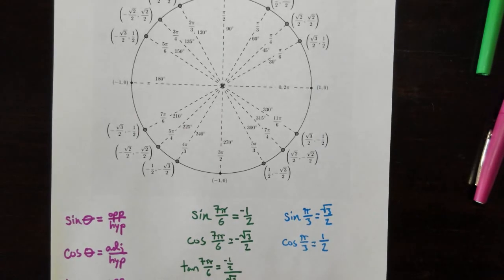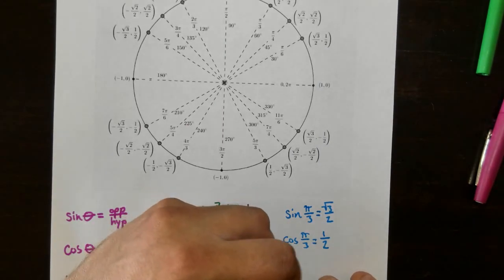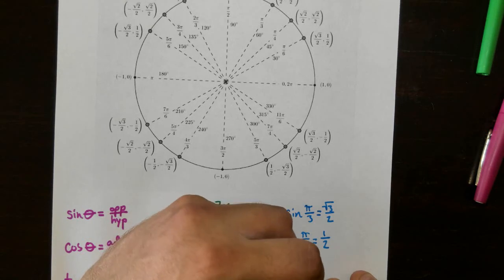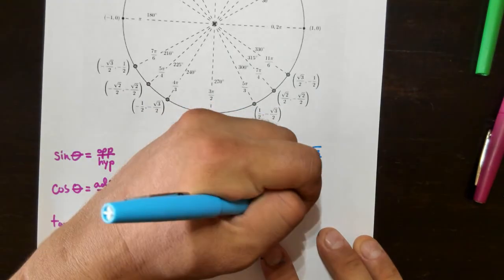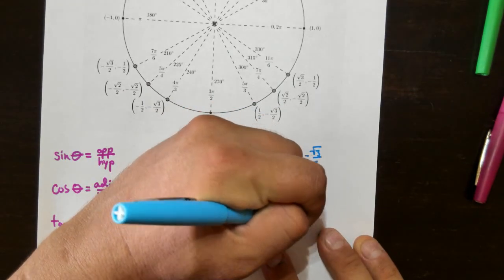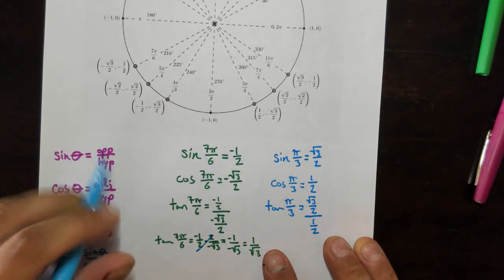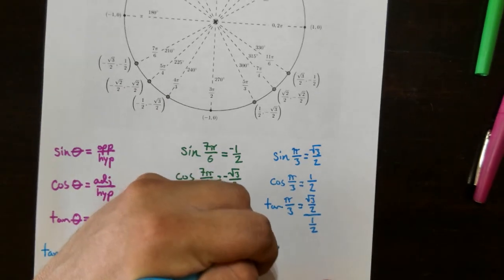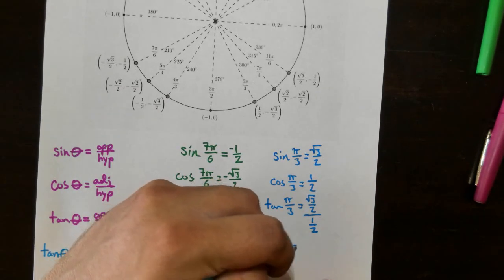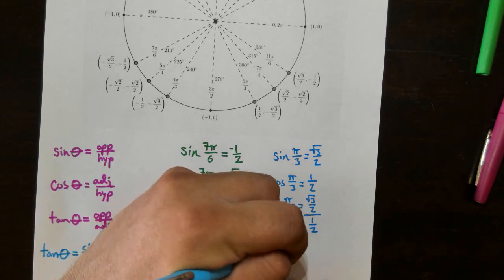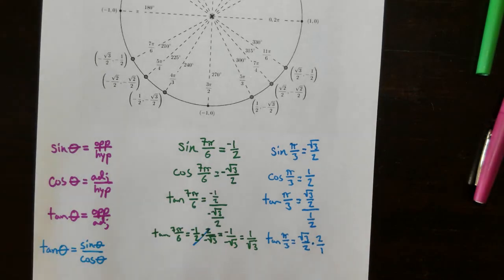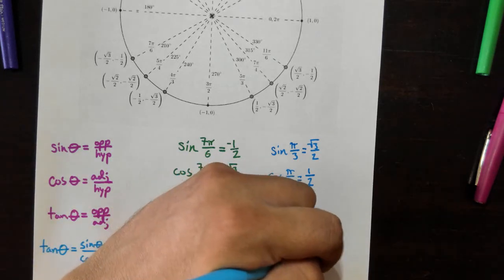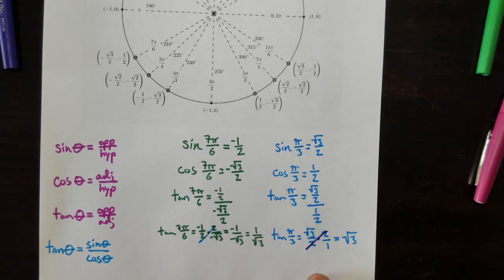And again, we'll find tangent. So tangent of pi thirds is sine over cosine. So that's going to be square root of 3 over 2 divided by 1 over 2. Or we can think of it as square root of 3 over 2 times 2 over 1. The 2's cancel. And we just have the square root of 3.